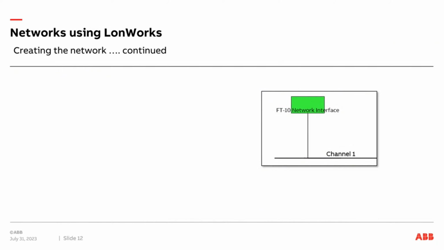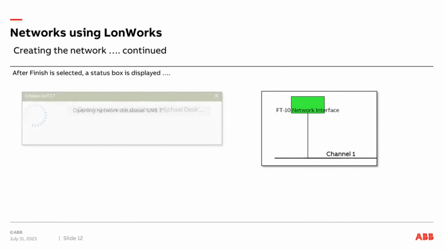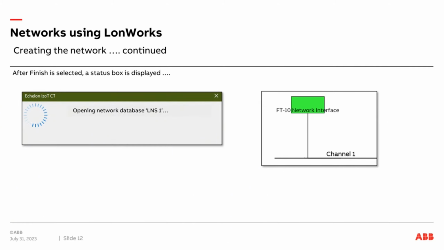As we move on to the final step, pressing Finish starts the process of actually creating a network and a network drawing. As that network is being created, a status box pops up and it gives you the name of the database that it's creating. Now, once that network is complete or built, a network diagram is displayed, and the display is built again on Visio. So at this point in time, we have been successful in using our FT10 interface device, and now we have a channel open.